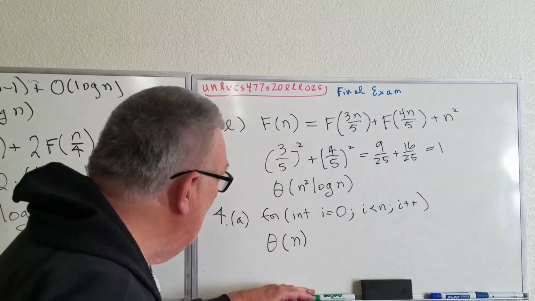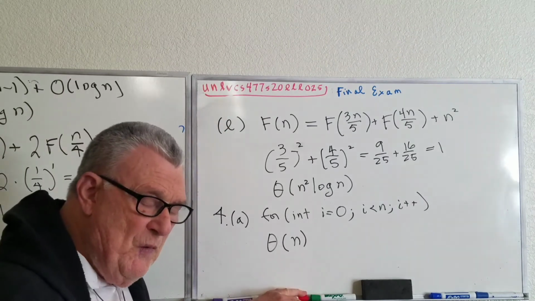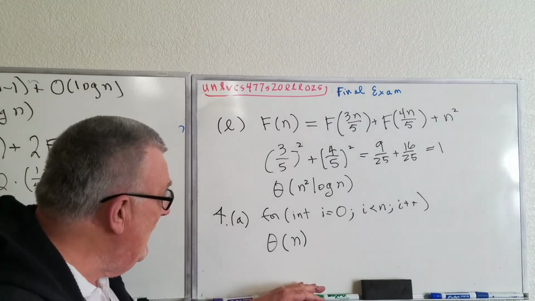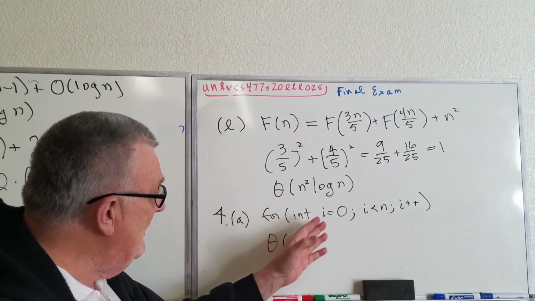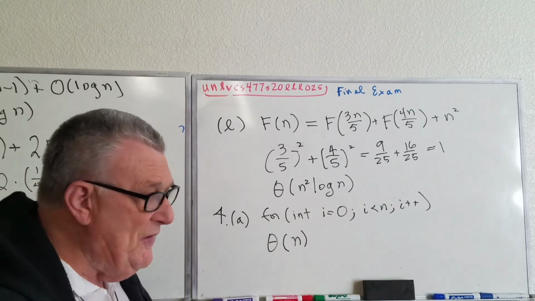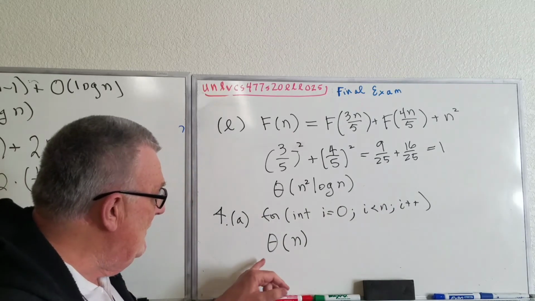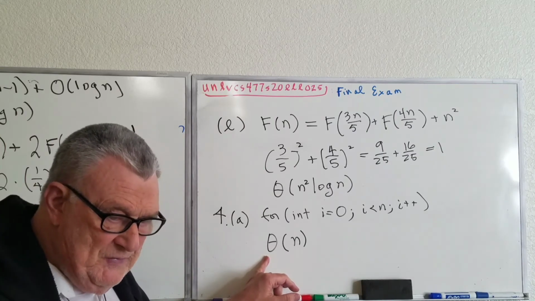All right, now, there's more room on the whiteboard, so I'll start with the first part of problem 4a. For int i equals 0 to n, i plus plus. This problem is just a warmer. I mean, it's really trivial. The answer, of course, is theta of n.